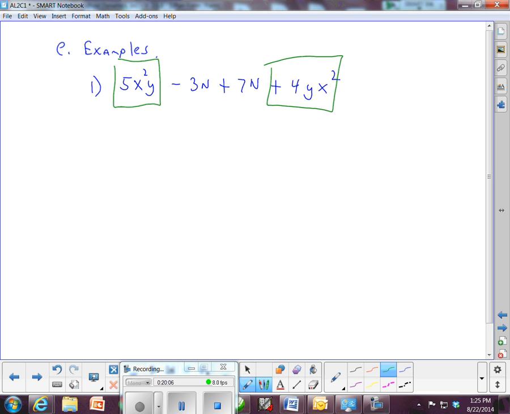They are like terms. Do they have the same variables? The front one has an x and y, the back one has an x and y. Are the variables the same? In the front one, the x is squared. In the back one, the x is squared. In the front one, the y is to the first. In the back one, the y is to the first. They are like terms, so we can add them.